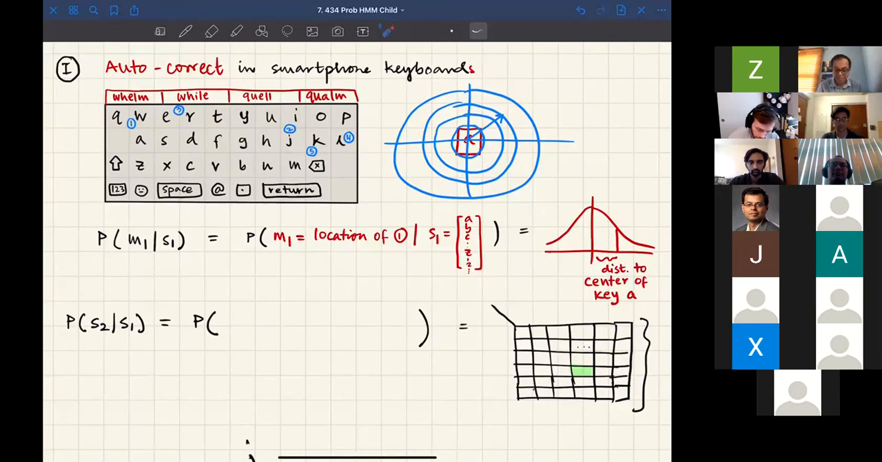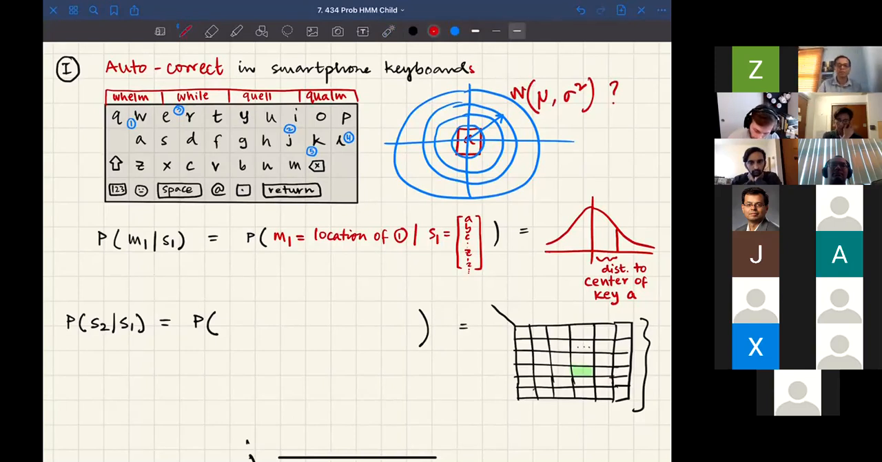Now, how do you get this Gaussian? Guys, I think Utkarsh said Gaussian. Utkarsh, how do you know the mu and variance of this Gaussian? Maybe empirical data. Correct, exactly.